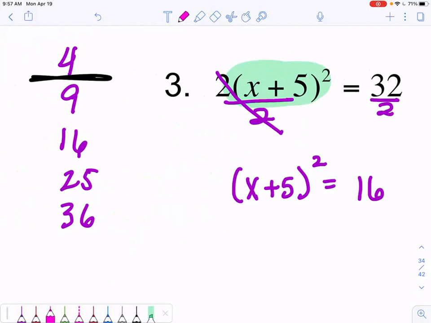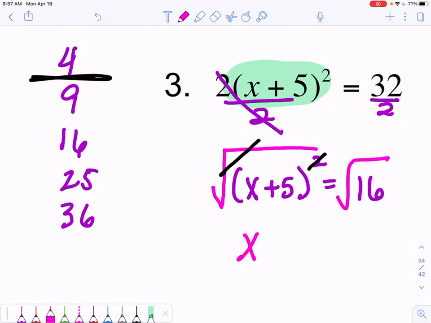Now the parentheses are by themselves, just like the x squared was by itself. Emma, what do you do to get rid of that parentheses squared part? Before that, we have to take the square root. Our goal is to get that little 2 to cancel out. And to get the 2 to cancel, we have to take the square root of both sides.